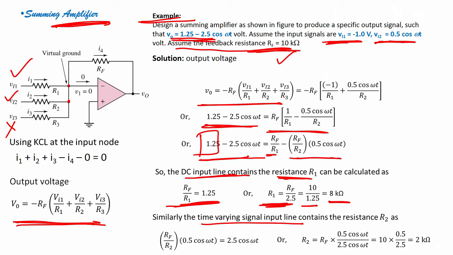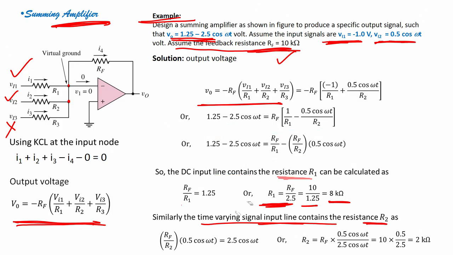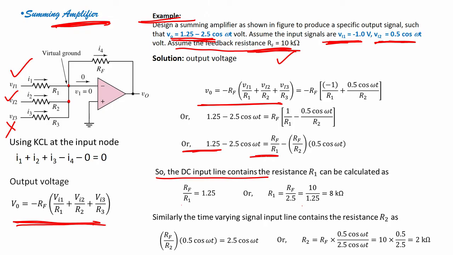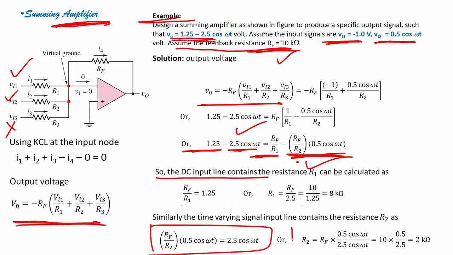Similarly, the time varying signal input line contains R2, right. The point to understand is that the DC input line contains this value, but the time varying signal contains this value, which will have 2.5 cos omega t. So, I can write RF by R2 into 0.5 cos omega t as this particular equation, and R2 is nothing but this value. Further, if I solve it, R2 would be 2 kilo ohms.